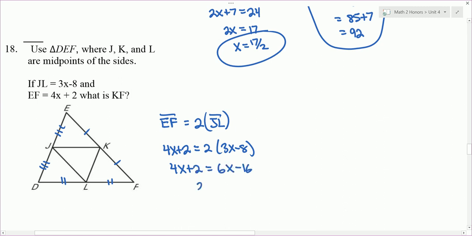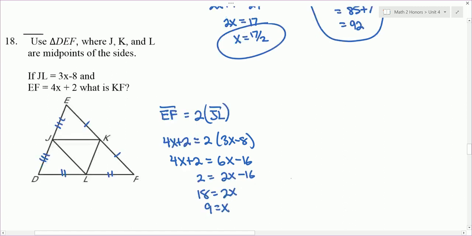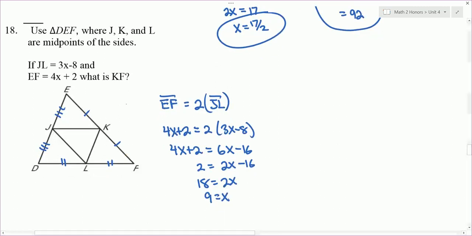I'm going to subtract 4x from both sides. Add 16. Divide by 2. And we get x is 9. Now we're looking for KF. KF is half of EF. And we found that EF is 9. So half of 9 is 9 over 2. If you change that to a decimal, you get 4.5.